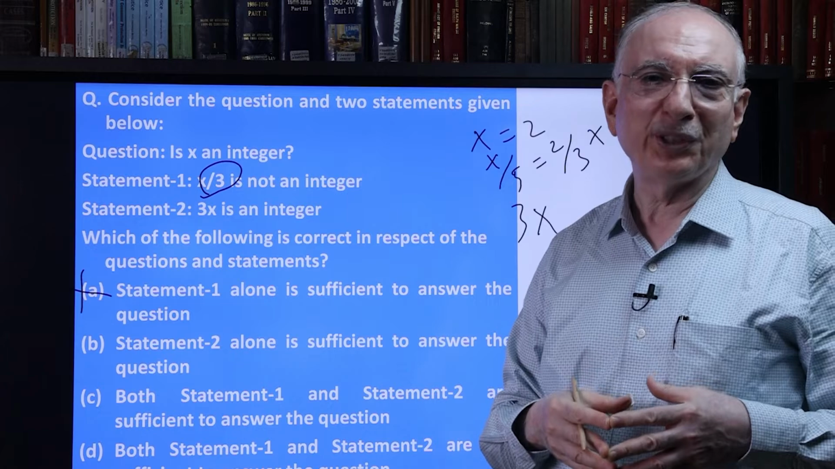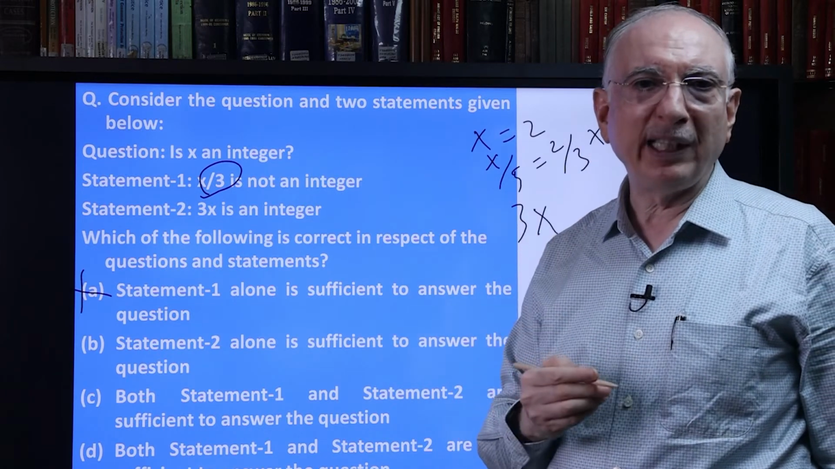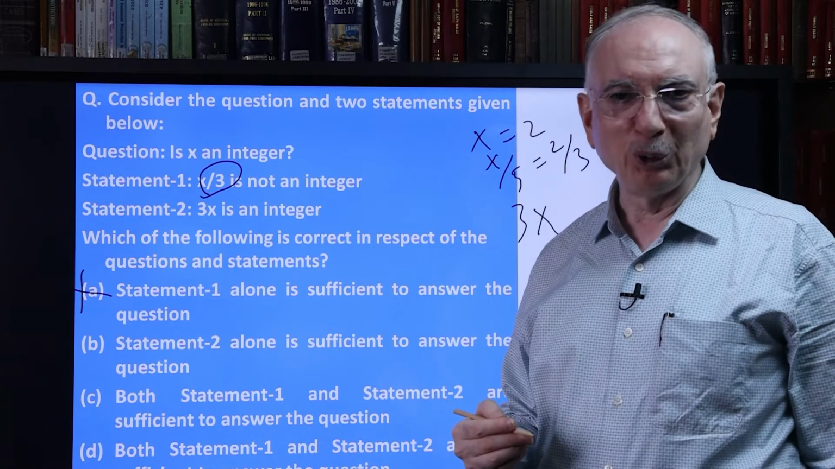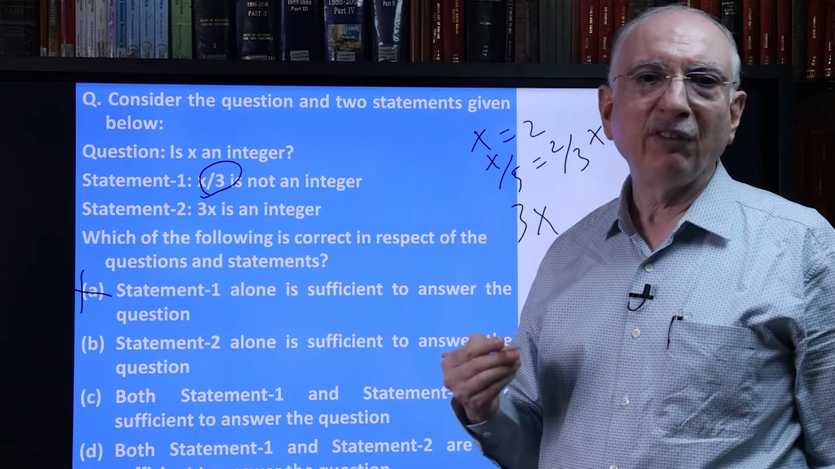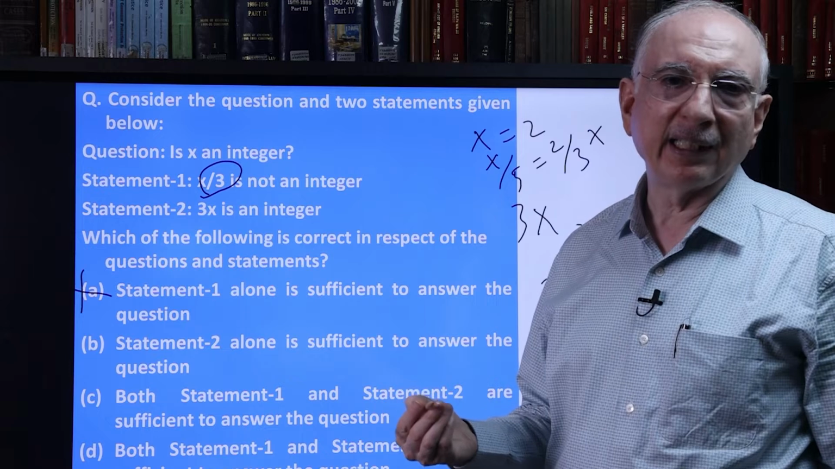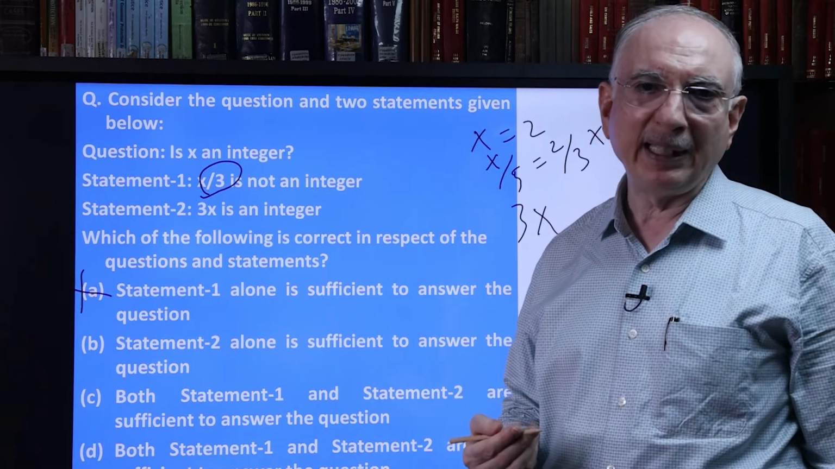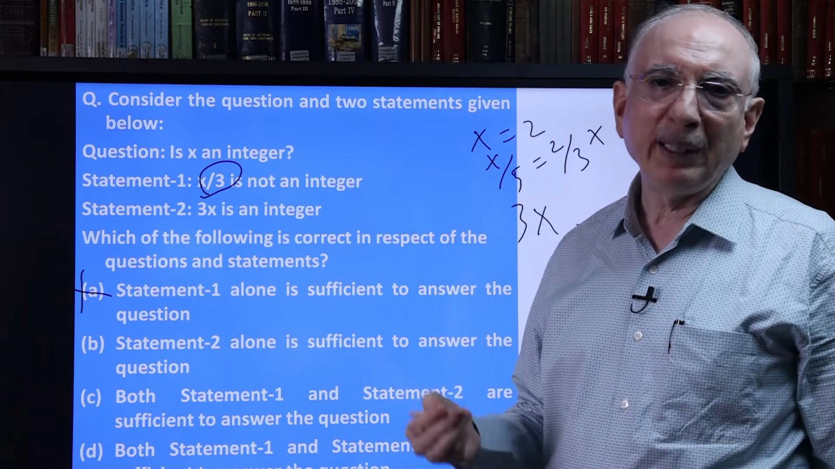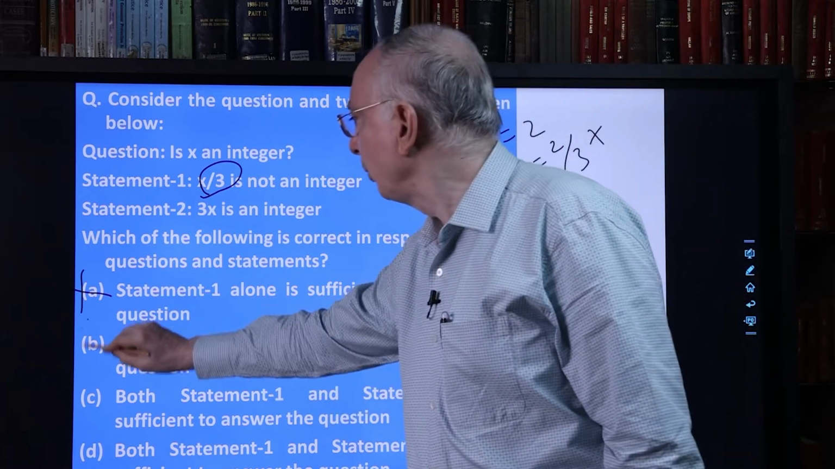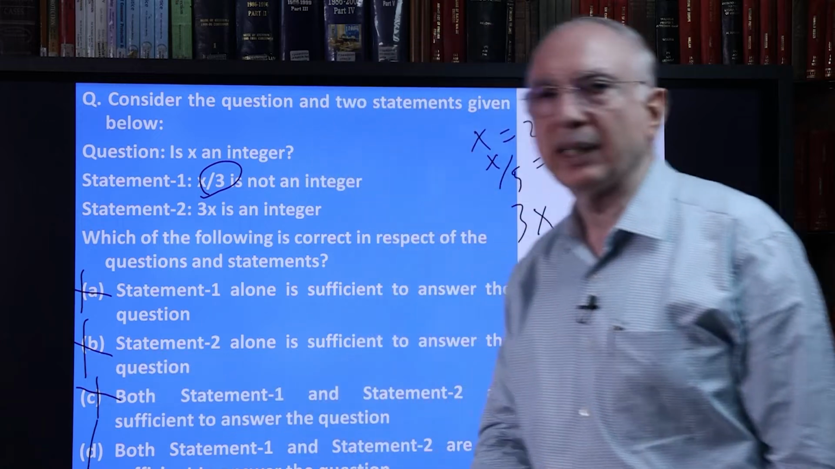On combining the two statements, we have to see 3x is an integer, but x by 3 is not. x may or may not be an integer. If x is equal to 2, even then x by 3 will not be an integer, but 3x is equal to 6, which will be an integer. If x is equal to 2 by 3, even then 3x will be an integer, but x by 3 will be 2 by 9. Therefore, it will not be an integer. So we have to rule out B, C, and therefore option D is the correct answer.